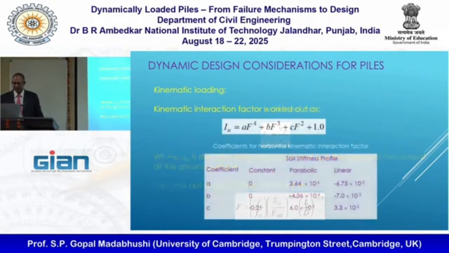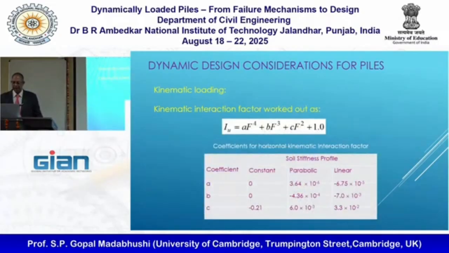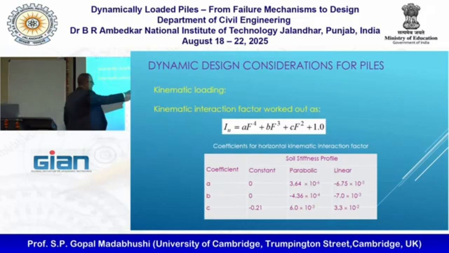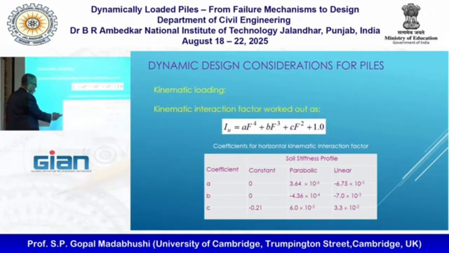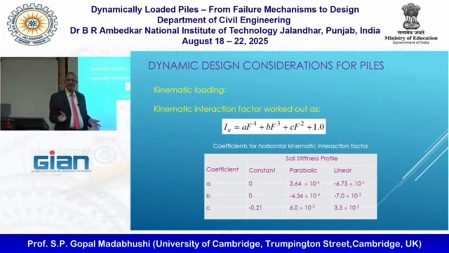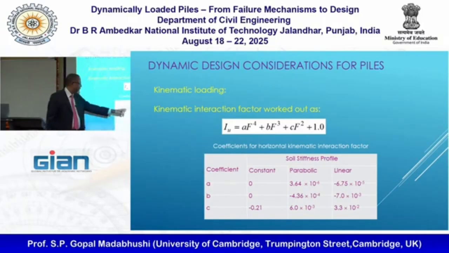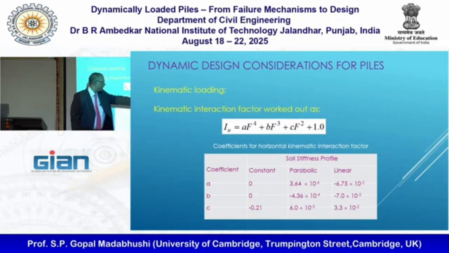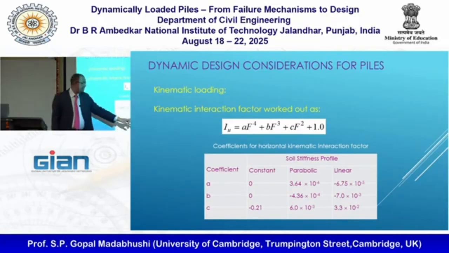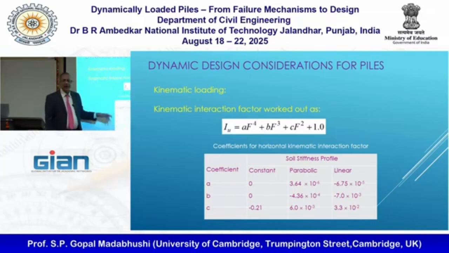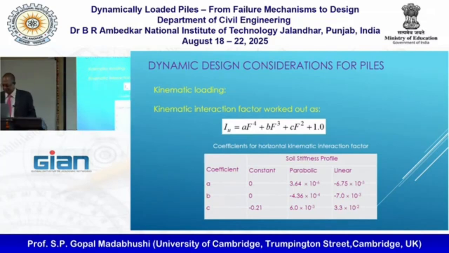So if I have this F, I can link that to this IU through these, and basically Eurocode gives these A, B, C values for clearly a fourth order polynomial somebody fitted to this. Depending on how the soil stiffness is changing with depth, if it is constant, you have these values. If it is changing parabolically or linearly with depth, these ABC factors change. So you plug these in there and work out the IU for kinematic interaction.